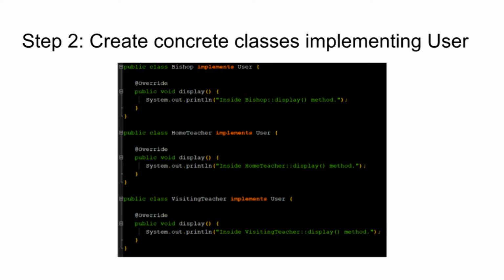In step 2, we want to create a concrete class for each type of user. We will have a bishop, a home teacher, and a visiting teacher. Because each class is using the user interface, each will have a display method. We can override the display method so that each of the display methods will vary depending on the class.